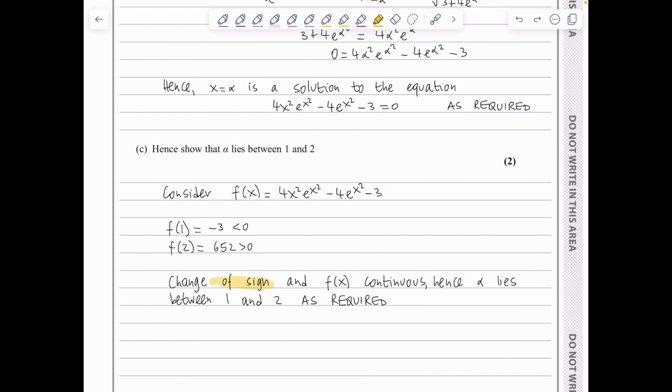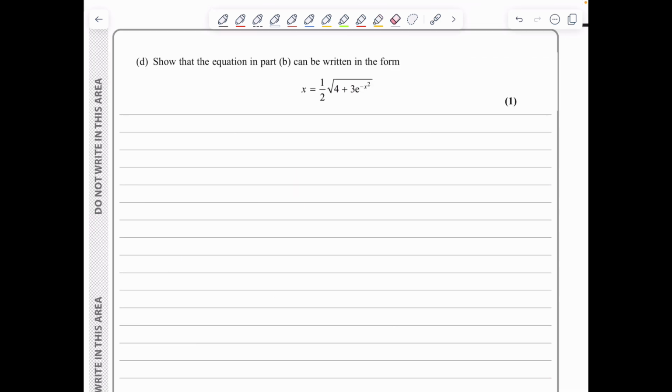Remember, you need to mention both the change of sign and the continuity of f of x for you to claim both marks here. In part B, we are asked to show that the equation in part B can be written in this form here. So this is the equation we had in part B.